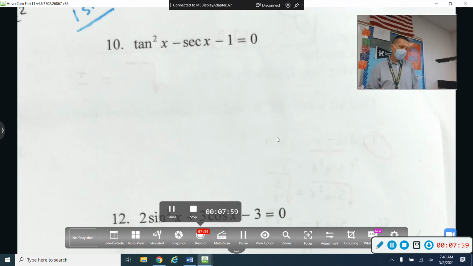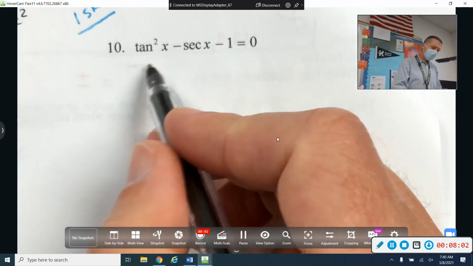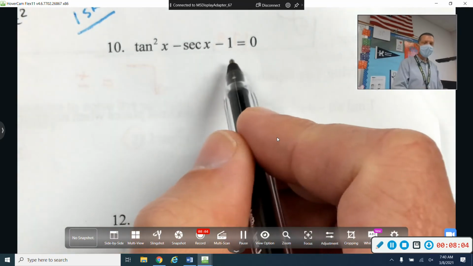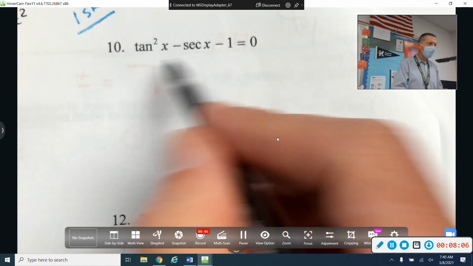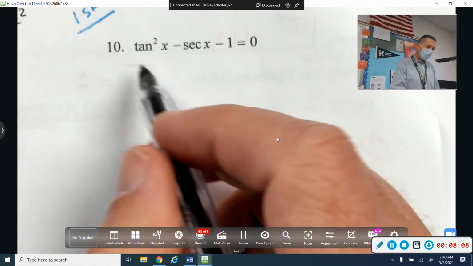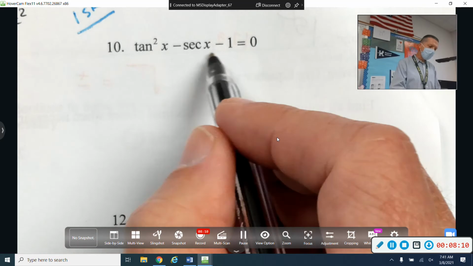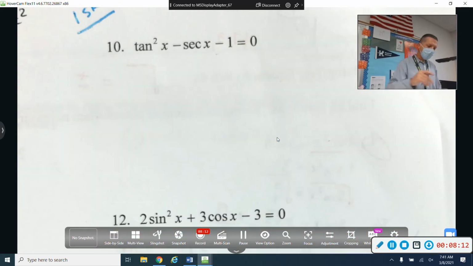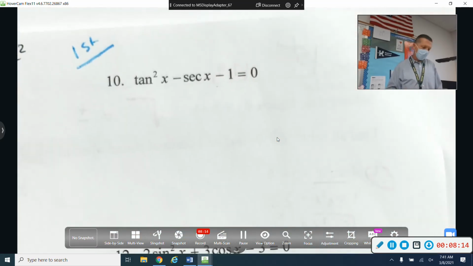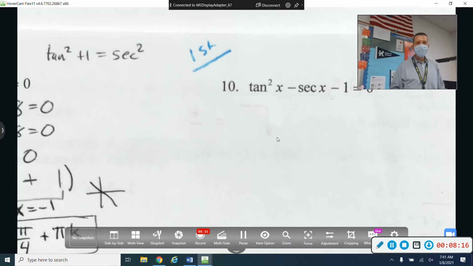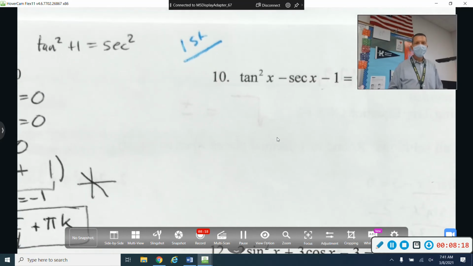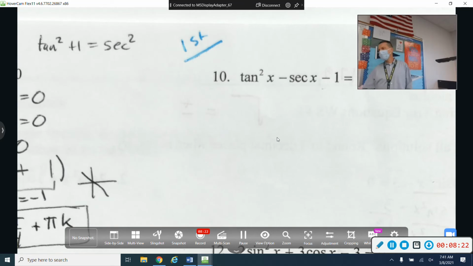Let's look at number 10. I don't like looking at number 10, right? Tangent squared and secant. I can't do anything with that. I do remember that there's an identity with both of those in there. In fact, I must have used it for a different one close by, because there it is. Tangent squared plus 1 equals secant squared. But you could look that up in your notes, or you could figure it out.